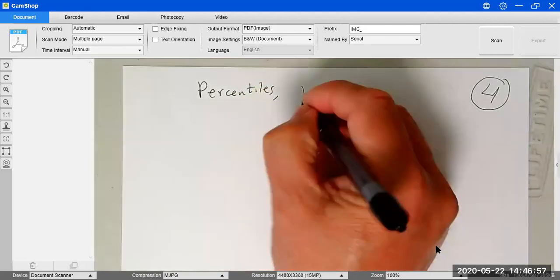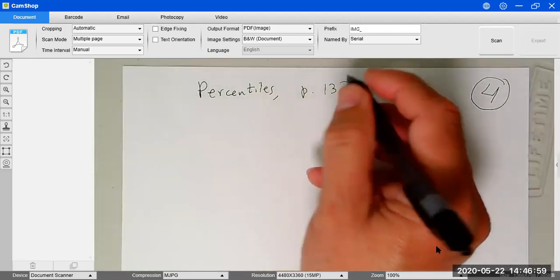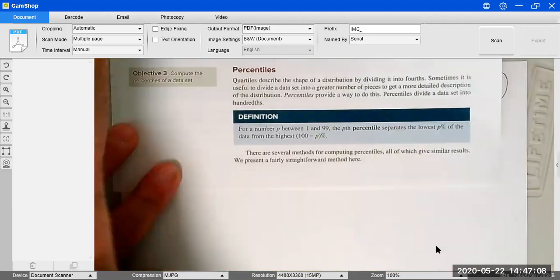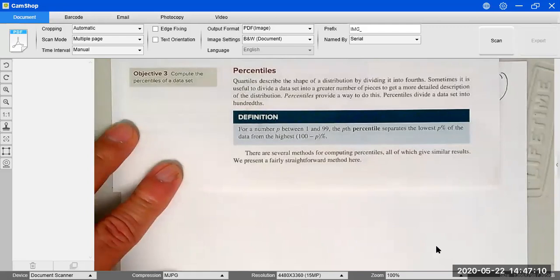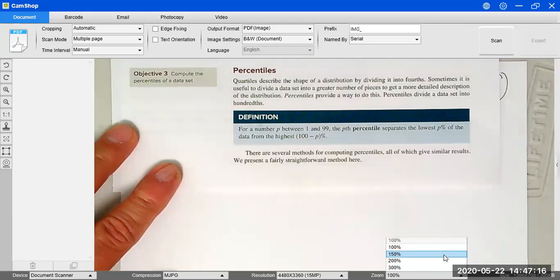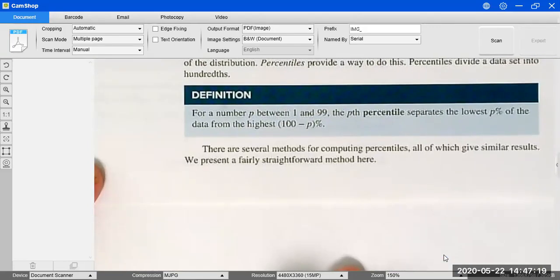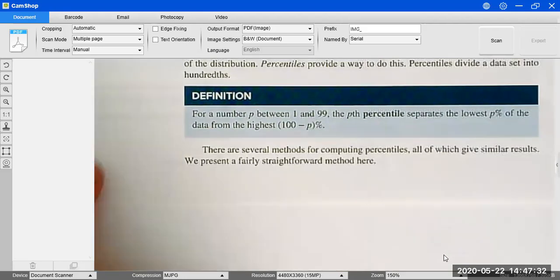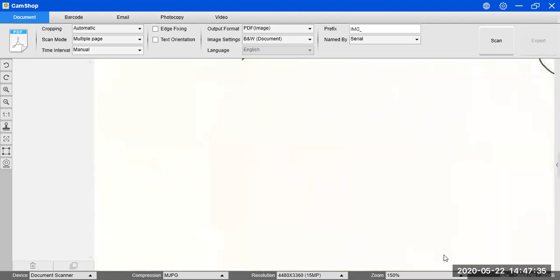Percentiles are described on page 137. So there is a definition there. We're going to copy the definition in a minute for our notes. So this definition is the following. It says that for a number p between 1 and 99, the pth percentile separates the lowest p% of the data from the highest 100 minus p%. So that's the definition. We need this information in our notes.